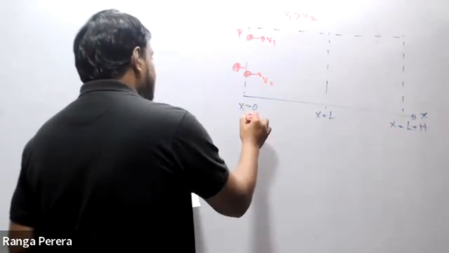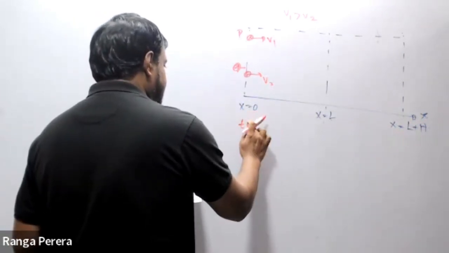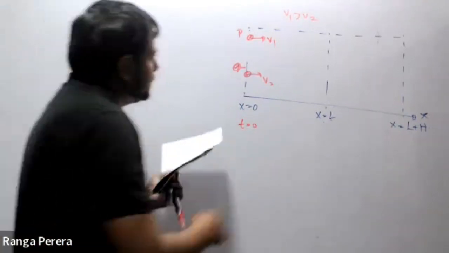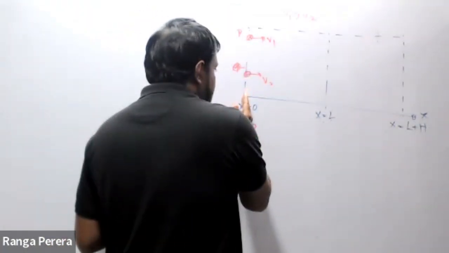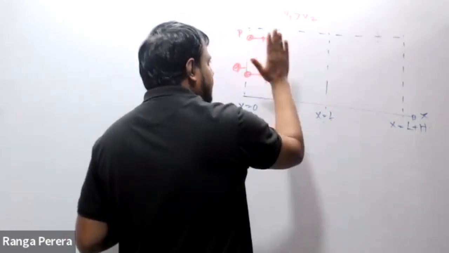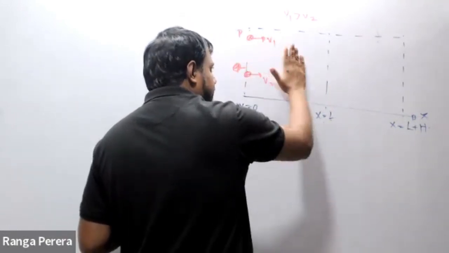At x equals 0, t equals 0, they are released. This is a vacuum from x equals 0 to x equals L. It's a vacuum, no gravity, no electrostatic force, nothing.